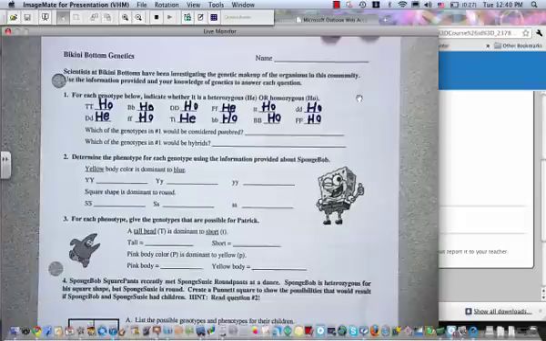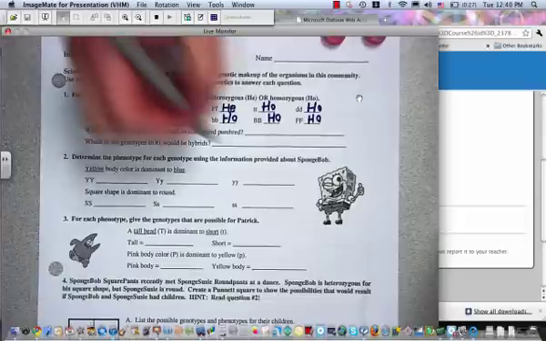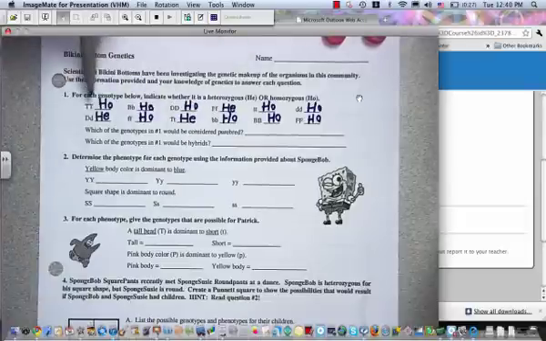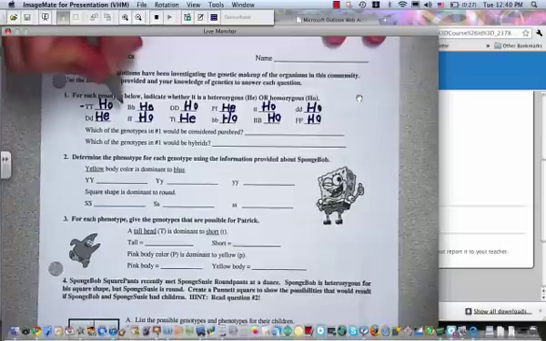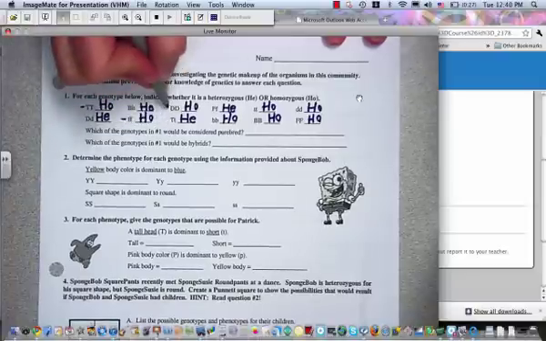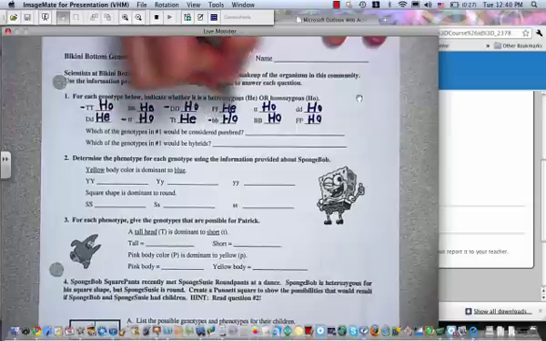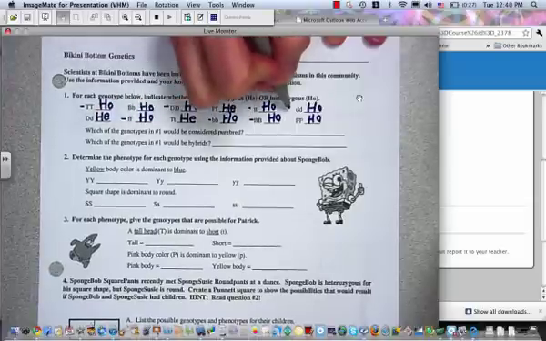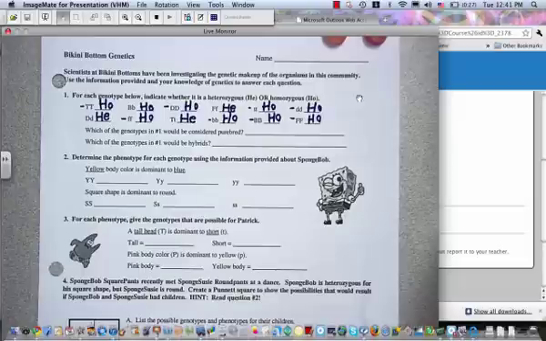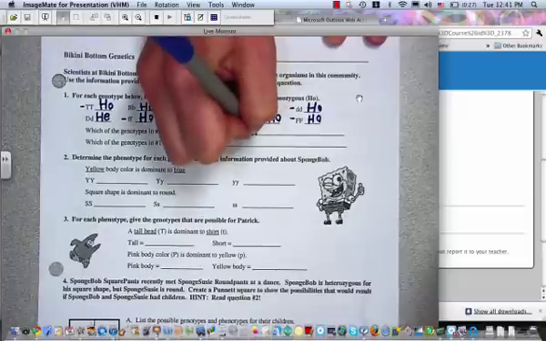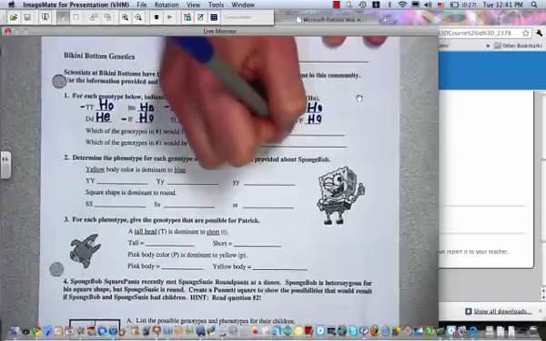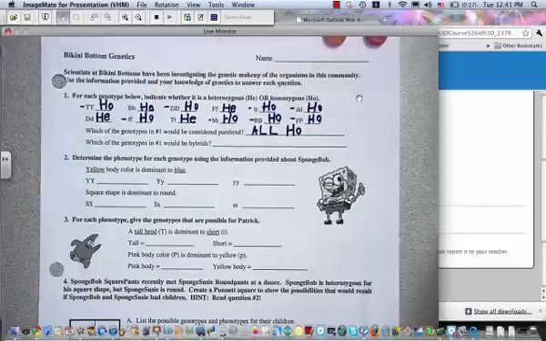Which of the genotypes would be considered purebred? All of the ones that are homozygous. For example, this one, all the ones that I'm putting a little mark by, the ones that are homozygous, they would be purebred. So all of the HO.